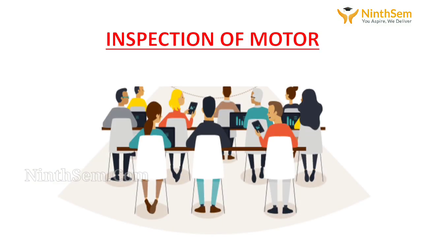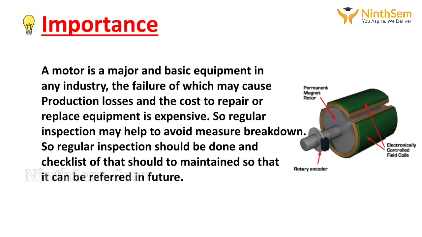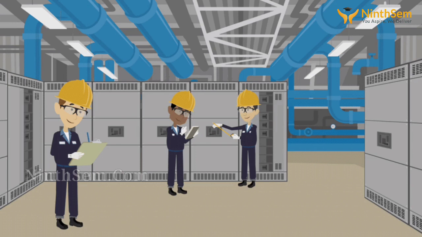In this session, we will be looking into industrial motor inspection practices. A motor is a major and basic equipment in any industry, the failure of which may cause production losses, and the cost to repair or replace that equipment is going to be expensive. So, a regular inspection may help to avoid major breakdown. So, regular inspection should be done and checklist of that should be maintained for future reference.